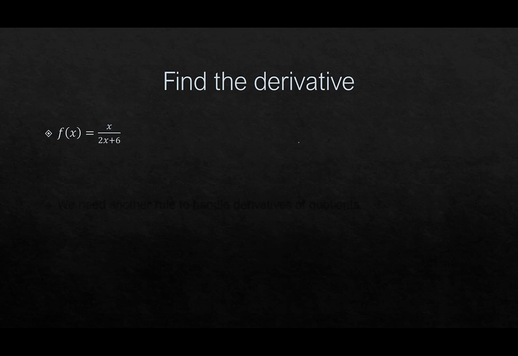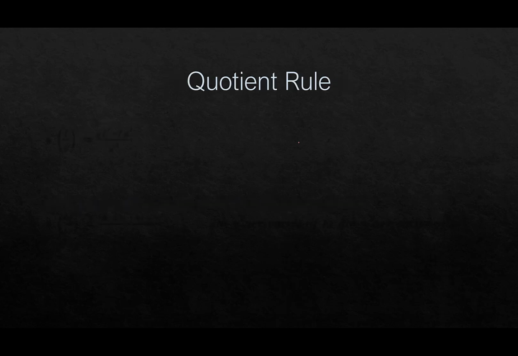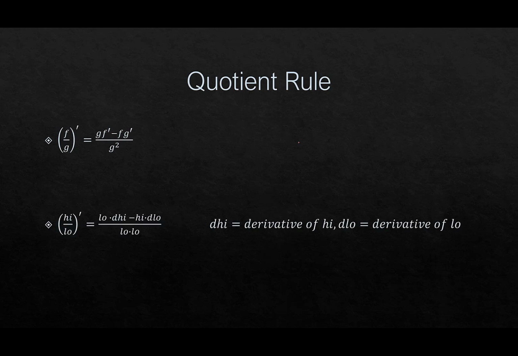Let's try this. Find the derivative of x over 2x plus 6. And hopefully you think, wait a minute, we need another rule to handle derivatives of quotients. So here's our quotient rule. If I have f divided by g and I want to take the derivative, I get g times f prime minus f times g prime over g squared.